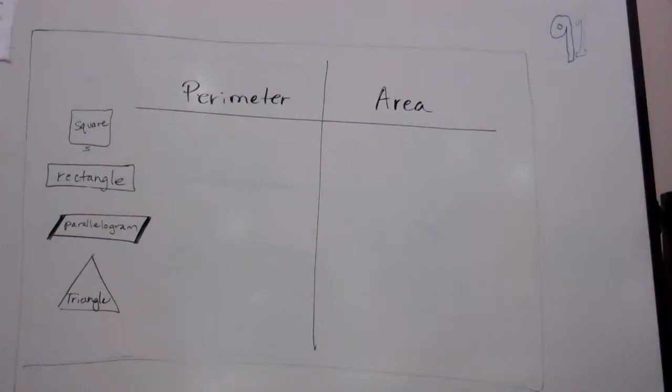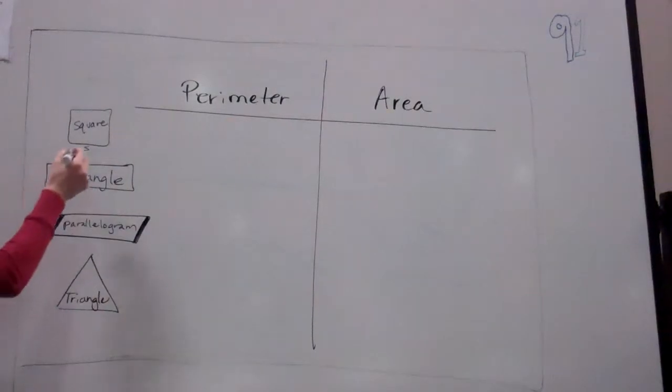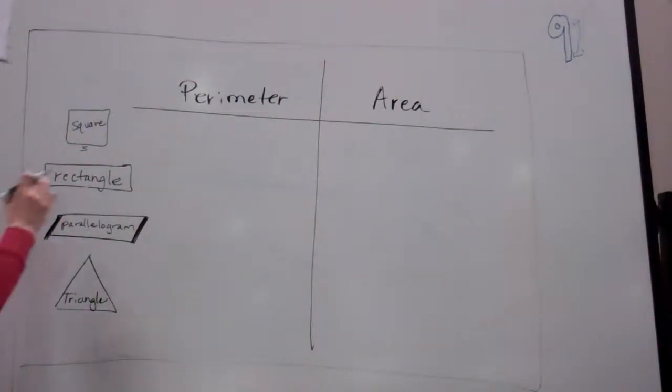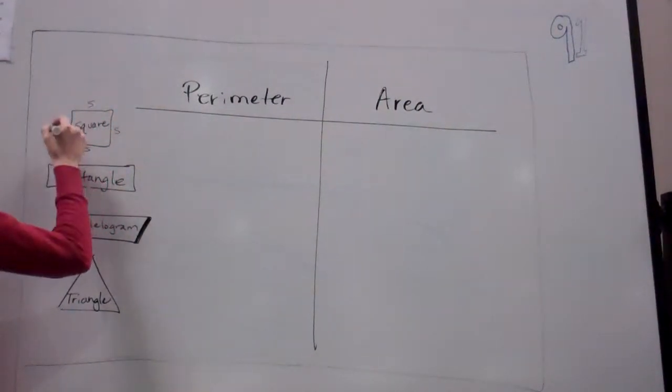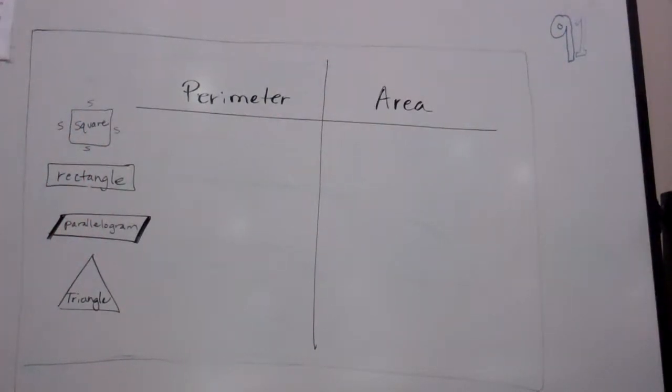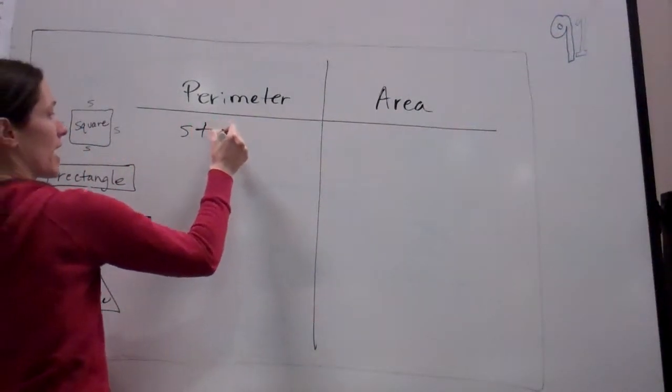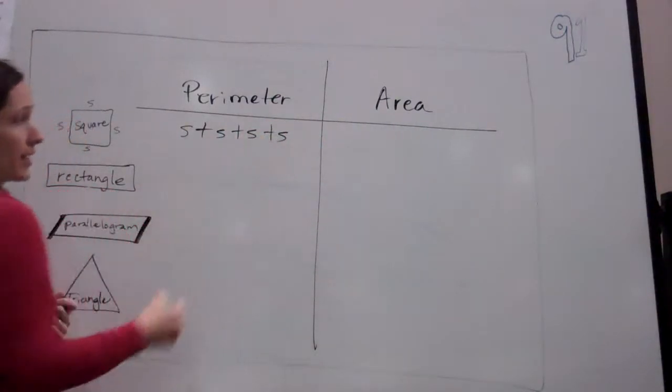Could you do 5 times? Not 5. Why are you saying 5? Oh, that's an S. I know what you're saying. Yes, that's exactly what I want you to understand. This is an S, guys, not a 5. Side plus side plus side plus side. So I could say it like this.